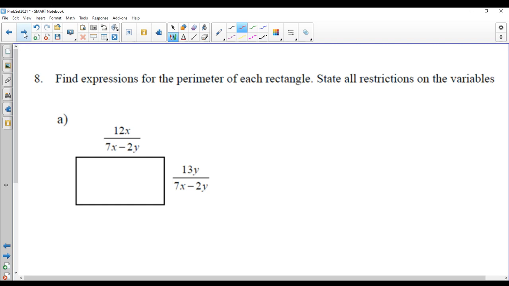Perimeter of each rectangle, state all restrictions on the variable. How do we find perimeter again? Length plus width times 2, correct. Length plus width times 2. Or sometimes 2 lengths plus 2 widths added together. We can do that as well. So we're back with rational expressions, folks. That's where we are. So I'm going to take Shreyash's suggestion. We're going to add the 2 together, then multiply the whole result by 2. So here we go. Here's my perimeter.